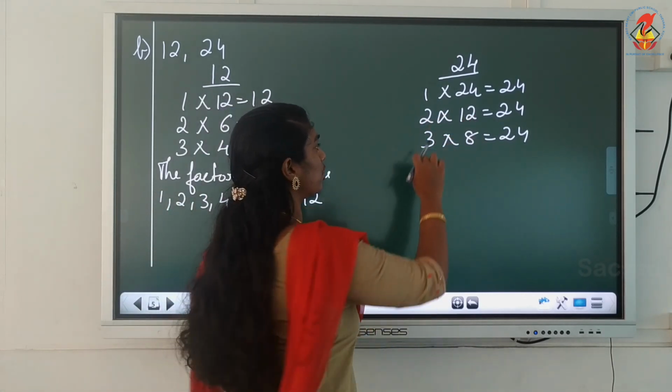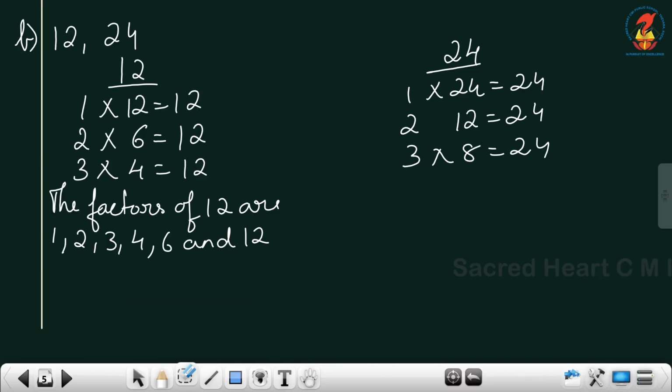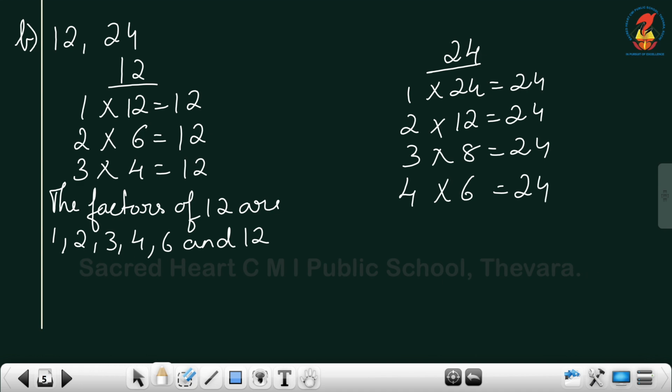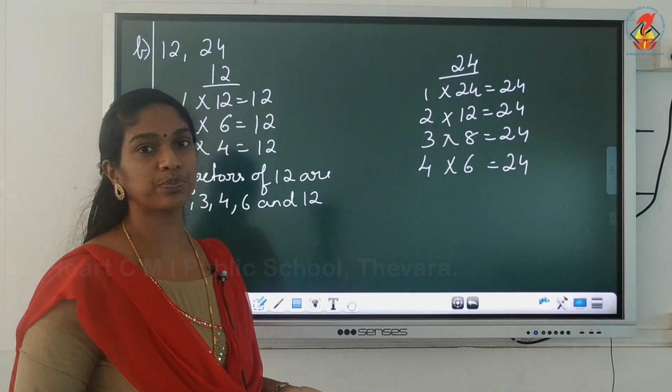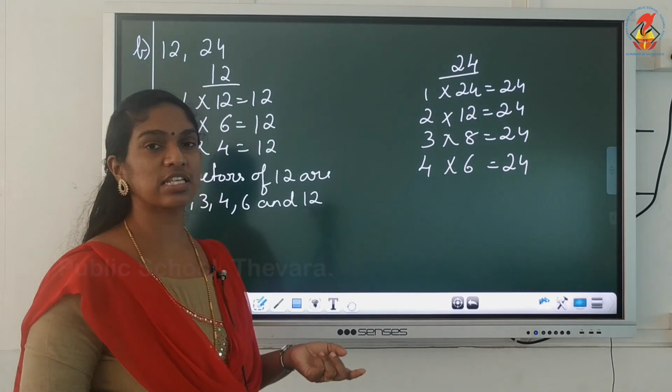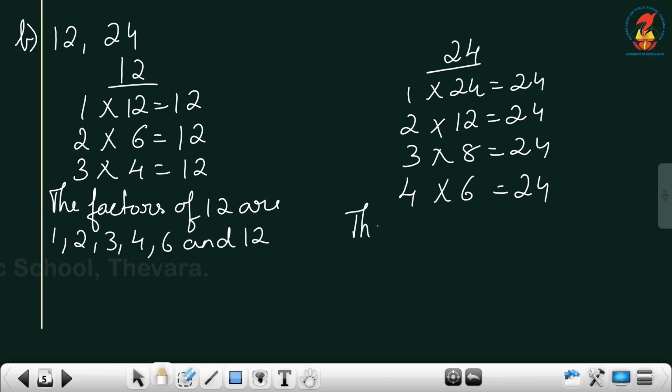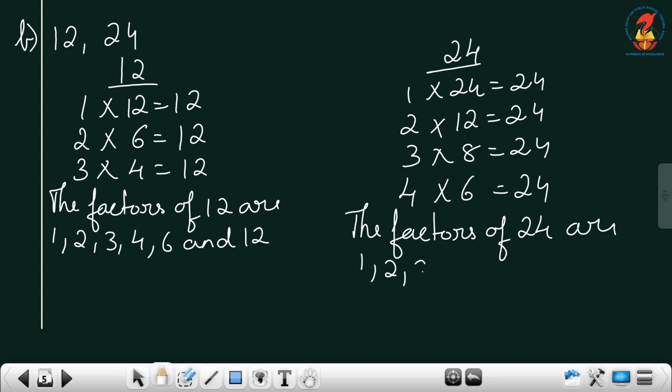So 2 into 12 is equal to 24. 3 into 8 is equal to 24. Now coming to 4's table, 4 into 6 is equal to 24. Then 5 into, we don't have. Again 6 table, yes, 6 into 4 equal to 24. So you can write down the factors of 24 are 1, 2, 3, 4, 6, 8, 12 and 24.